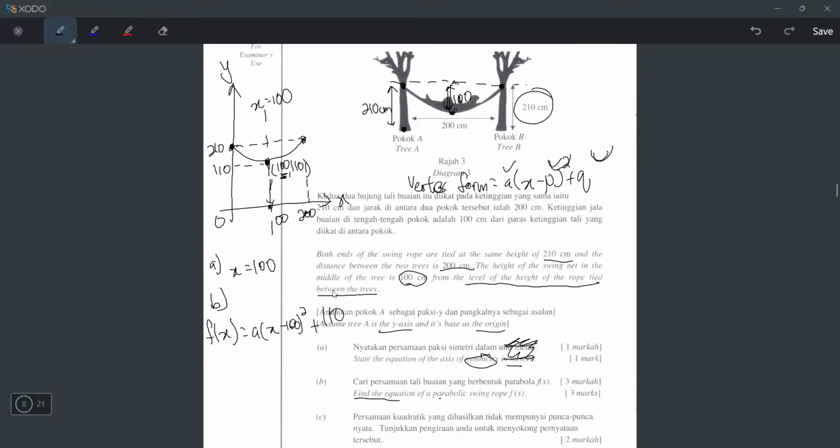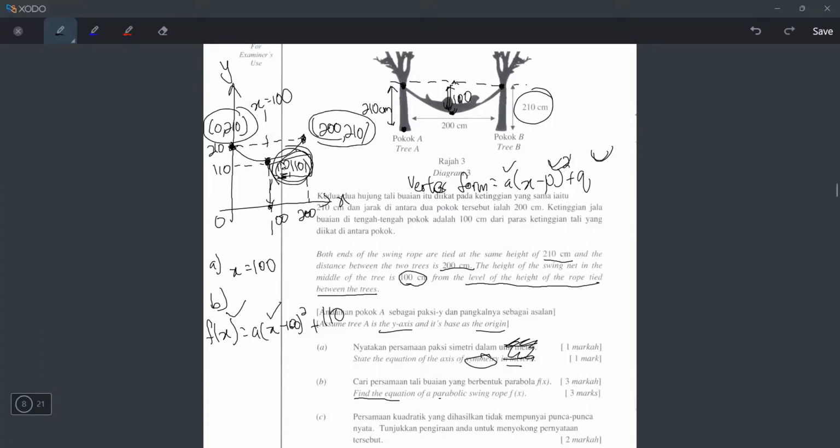Now you just need to find the a, then you finish this question already. And how to find the a? You just have to substitute x and y, or you can substitute x and f(x), right? What you will substitute is any point that the curve passes through. So there's a lot of choice. You can substitute (0, 110), because the curve passes through this point. You can also substitute (100, 110). Or you can also substitute (200, 210). So you can substitute this point, or this point.